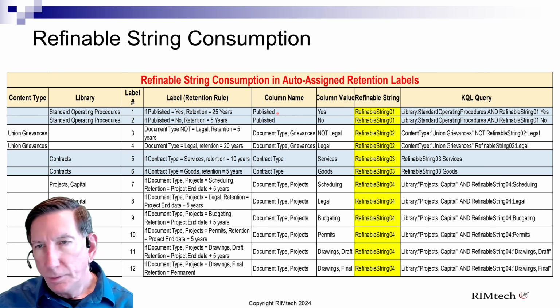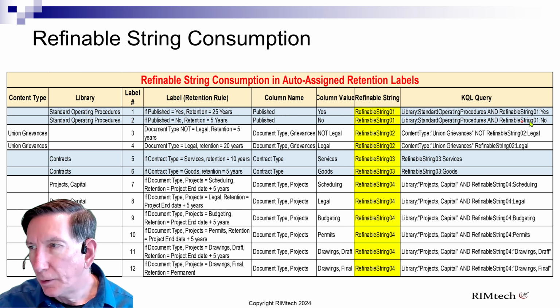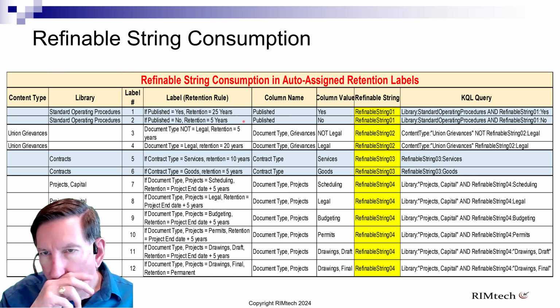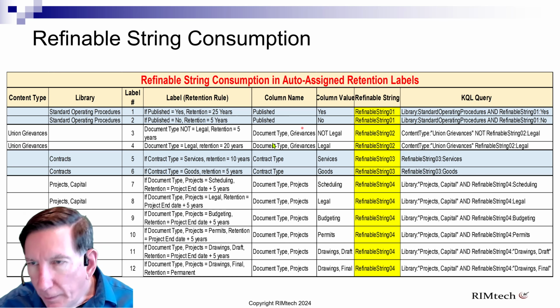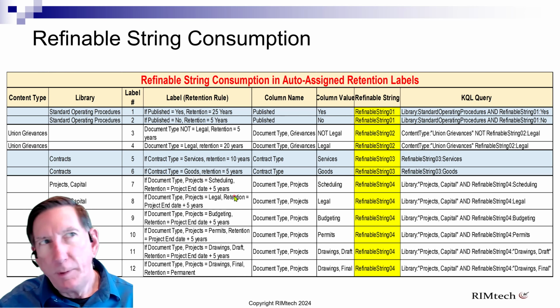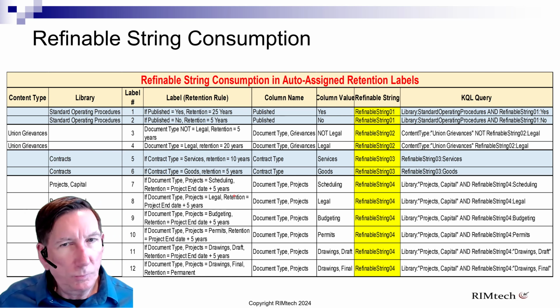So we have 2 auto-apply policies. One says if published equals yes, then the retention rule is 25 years. If published equals no, which is refinable string 1 contains no, then we're going to go with a different retention rule. So we've used up one refinable string in that one category. And if we keep going, you'll notice that we chew up one more per category, right? How many do we have? 99. Are they reusable? No.